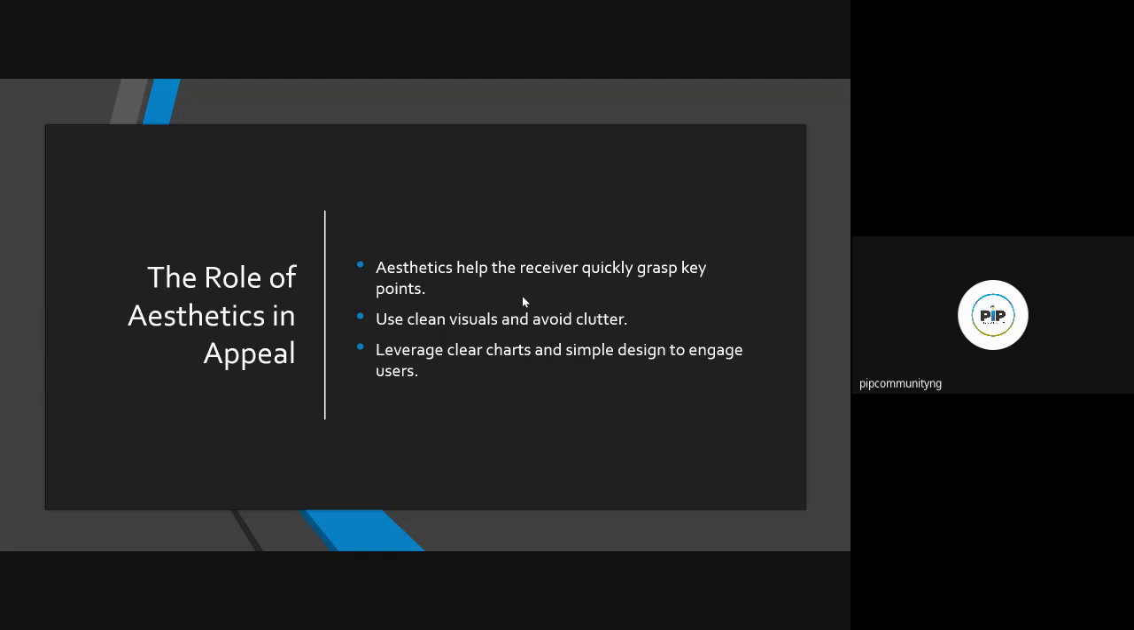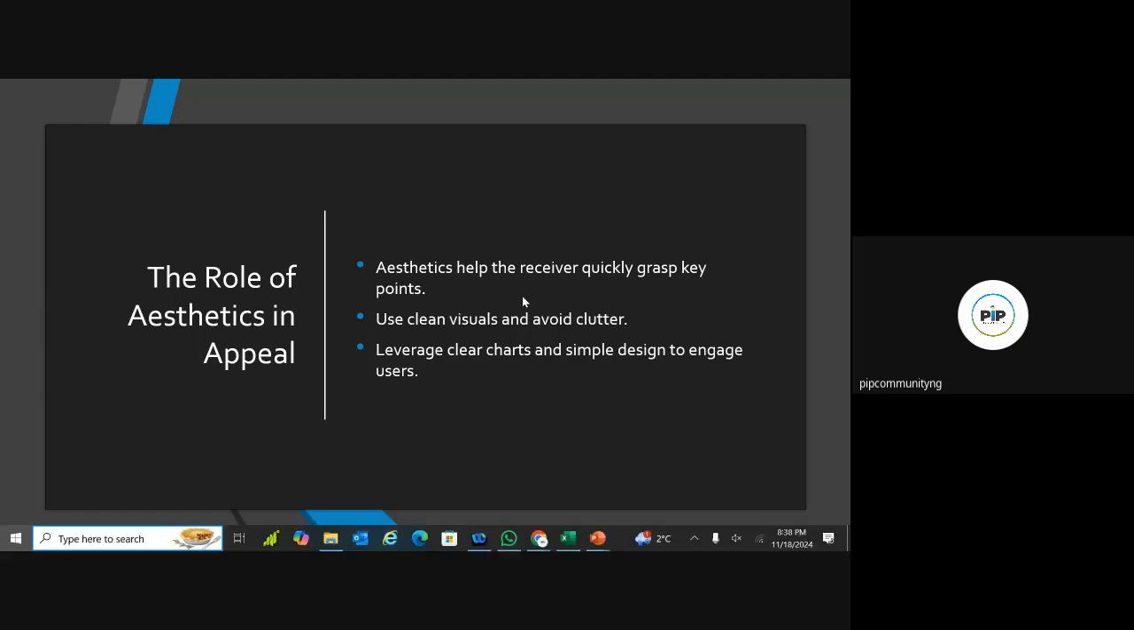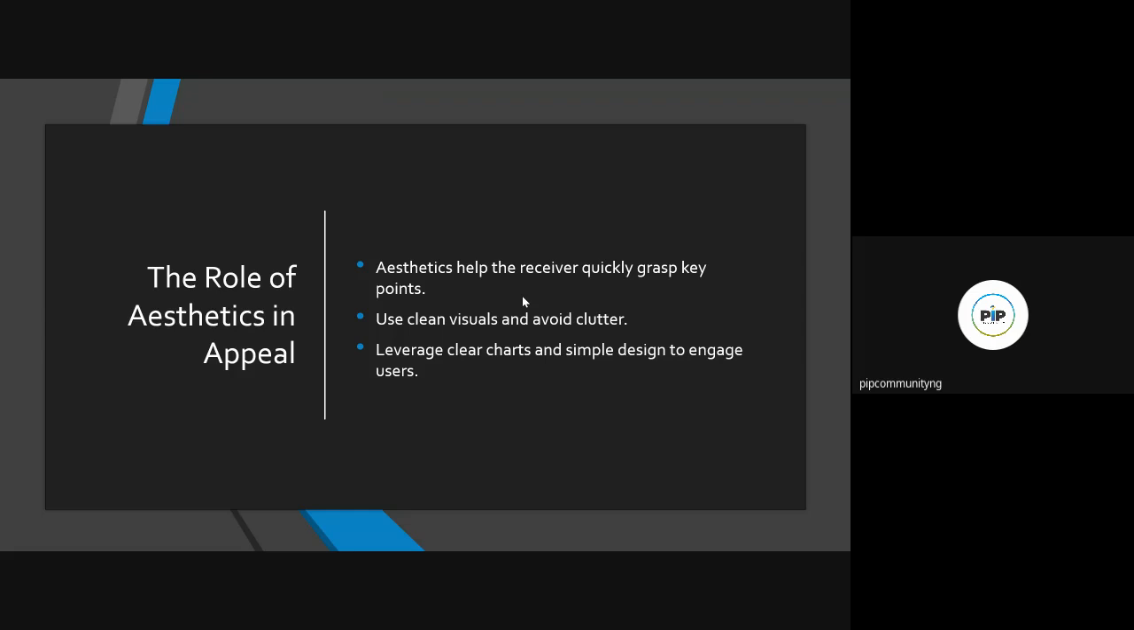So the role of aesthetics in appeal. Aesthetics has to do with how your dashboard looks, how appealing it is to the eye. When you see a fine dashboard, you will be interested. It will call you. You'll want to touch it, slice it, and filter through to see what that dashboard is telling you. Like when you see a book with a fine cover, you'll be very interested in it.